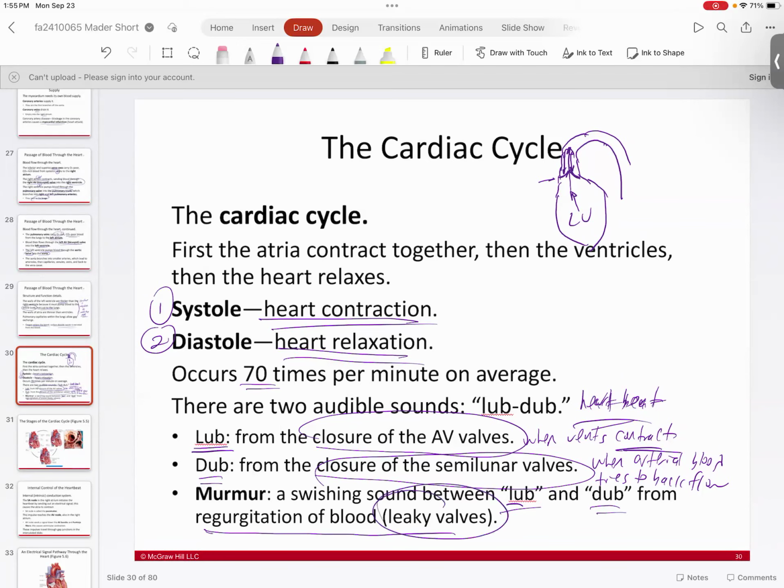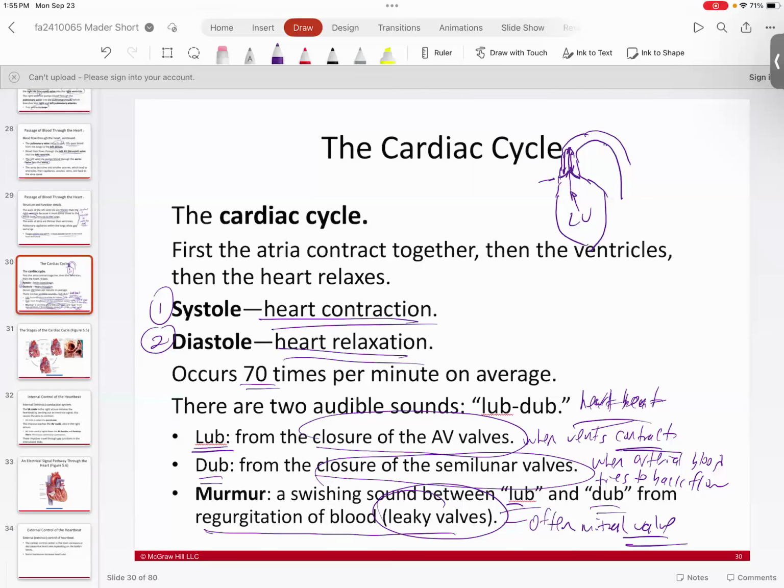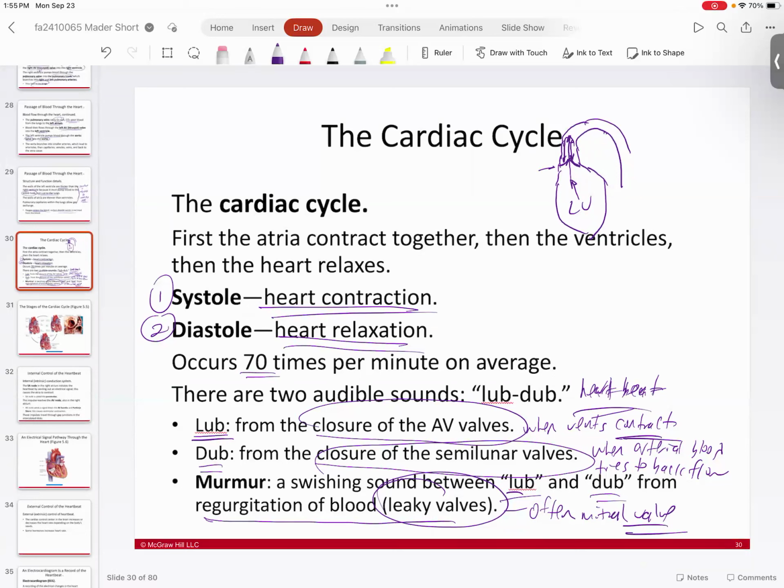This is because of a leaky valve, usually the mitral valve. And this is the one that we're really worried about. Now, a lot of people are living with heart murmurs. Do you know anybody who's living with a heart murmur or mitral valve regurgitation? It's not necessarily a bad thing, right? Just because you're getting some backflow doesn't necessarily mean you're going to drop dead. It depends on how severe it is.